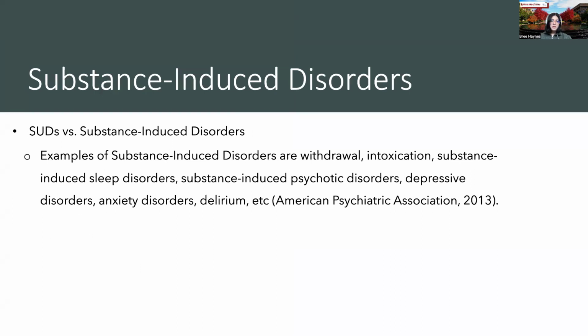Okay, so I like to talk about the difference between substance-induced disorders and substance use disorders because it's kind of an easy thing to mix up, but there is an important distinction between these two categories. Substance-induced disorders are conditions directly caused by the use of substances, right? So we have some examples on the slide here of what that could look like. It could range from things like withdrawal, being intoxicated, sleeping disorders, and it could even be something more severe like substance-induced psychotic disorders, depressive disorders, anxiety disorders, and delirium.